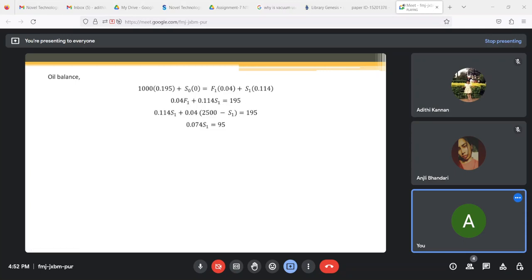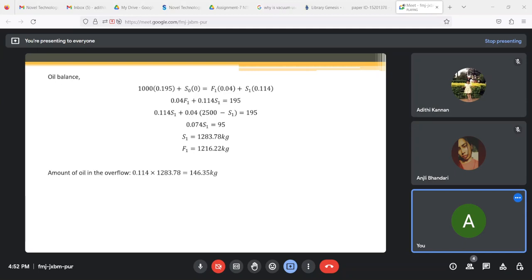So you have two equations. You can solve the two equations. That is, I'm substituting for F1 from the previous equation, that is your total mass balance, into this equation. So then by solving this equation, you get S1 is equal to 1283.78 kgs and F1 is equal to 1216.22 kgs. So in any of these extraction processes or leaching processes, if you do a mass balance itself, you will get all the answers.